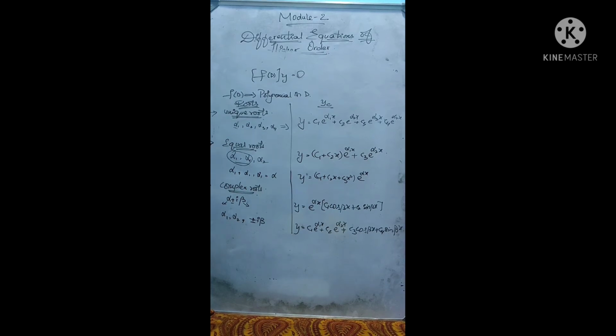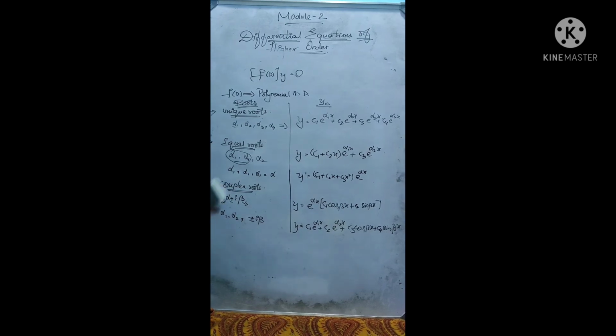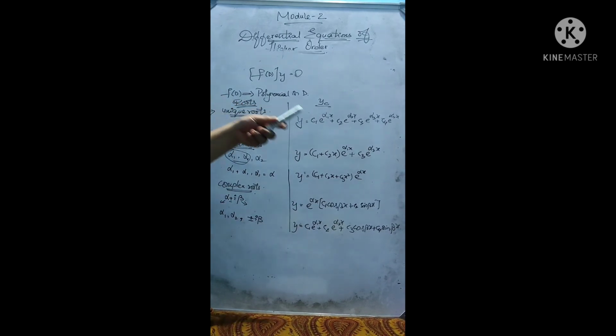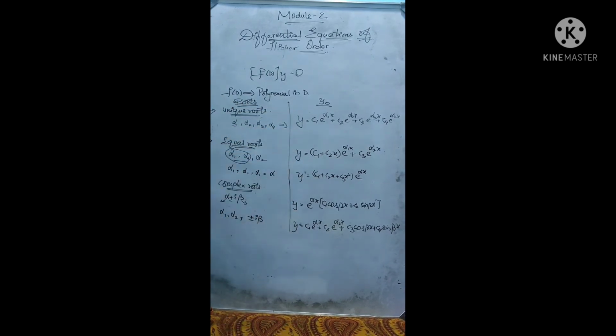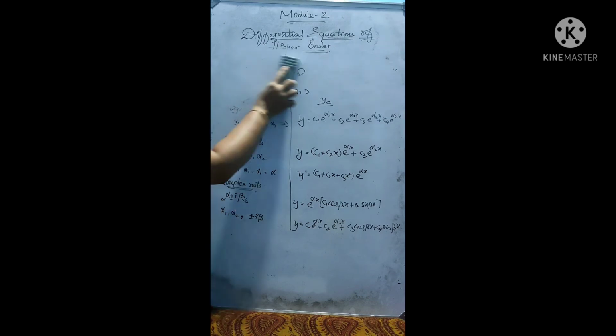Understood, guys? Now let me show you quickly with the help of a small example. Okay, so make a note of this. This table is quite very important. With the help of this table only, you can get all the complementary functions.